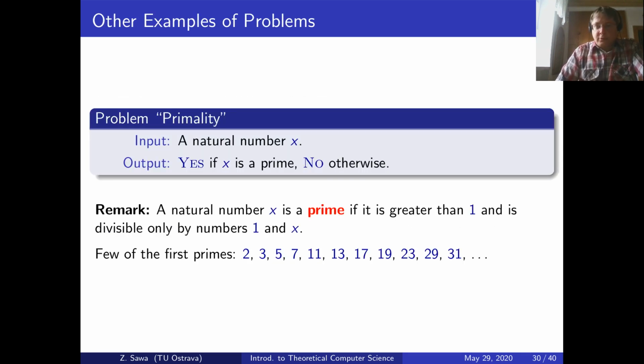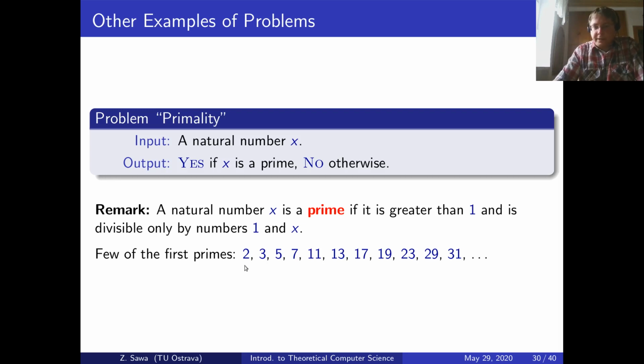Okay, let's go to another example of an algorithmic problem of some other kind. It's the problem of testing primality of a natural number. The input is some arbitrary natural number, and the output will be yes or no depending on whether the given number is a prime or not. Recall that primes are those natural numbers which are greater than 1 and are divisible only by 1 and by itself.